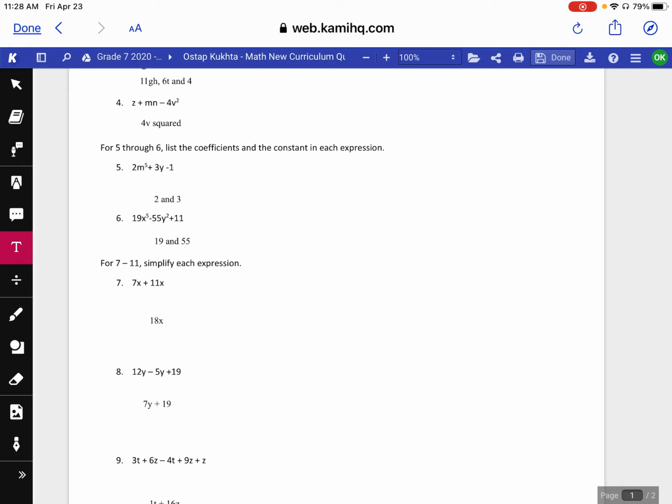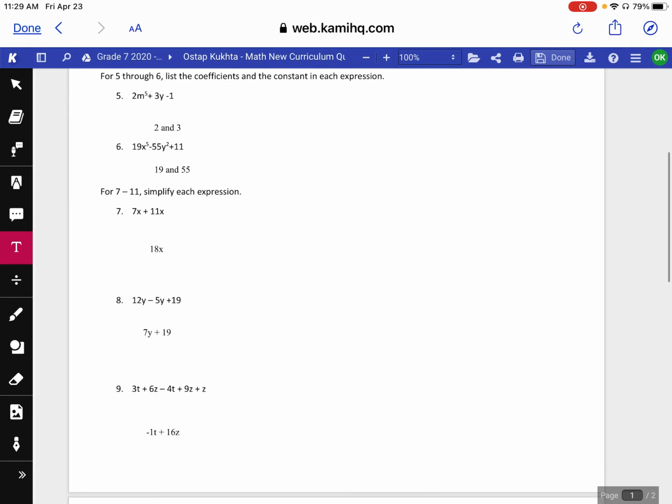I decided to do 5 to explain. So basically, the coefficients are the numbers behind the variables. So you could see 2m over 5, and the coefficient is 2, and then 3y, and the coefficient is 3.